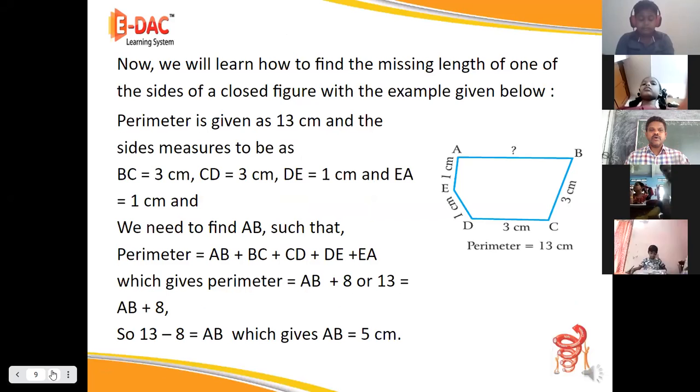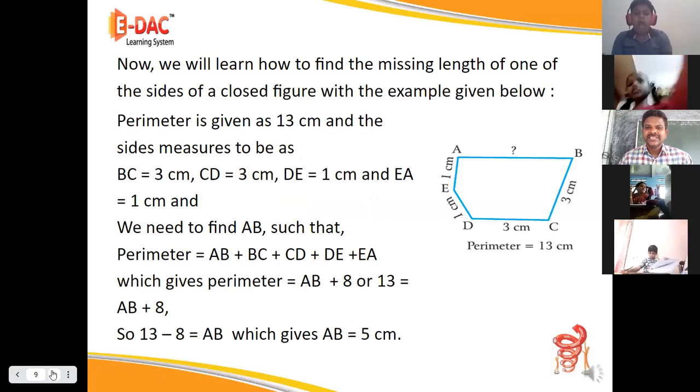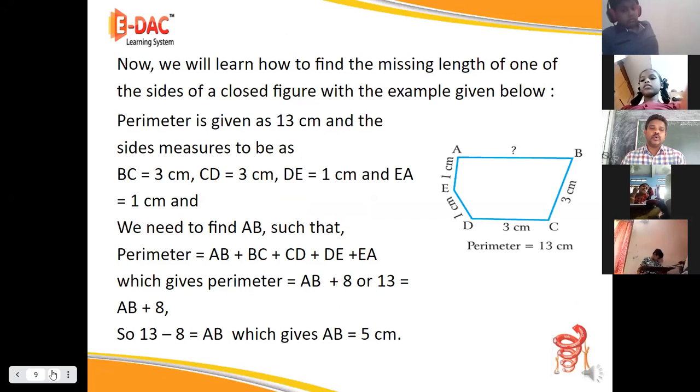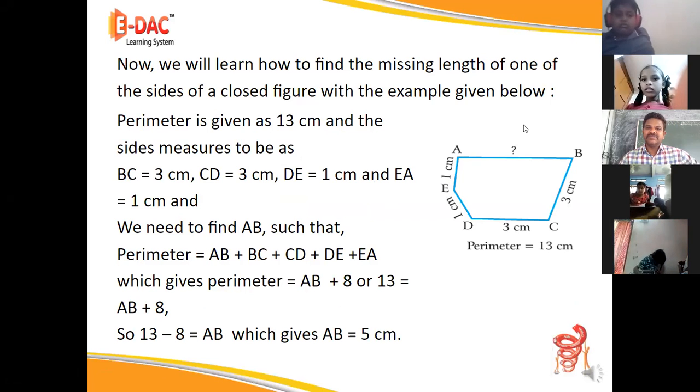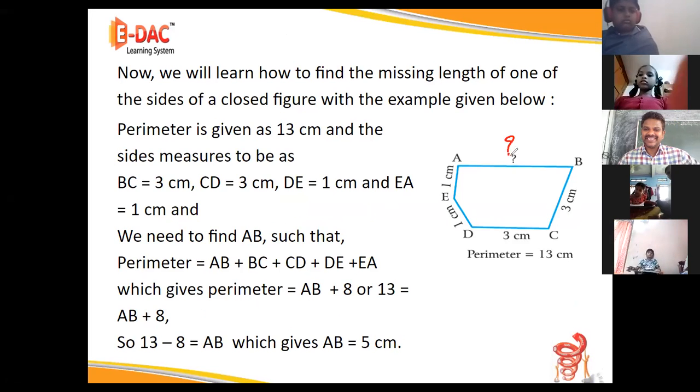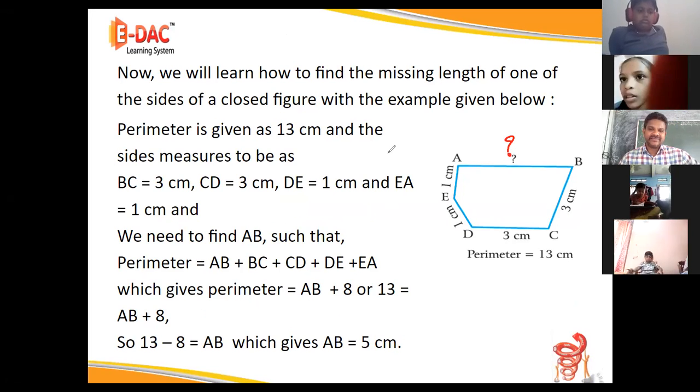Now we will learn how to find the missing length of one of the sides of a closed figure with the example given below. If any side is missing, how to find it? See here, one side is missing. So now how to find that side? The total perimeter has been given.